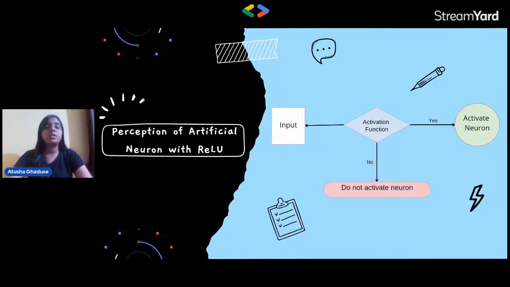A layer can have only a dozen units or millions of units, as this depends on the complexity of the system. Now let's see perception of artificial neural network with ReLU. It is nothing but applying an activation function to a neuron. And this is the mathematical way of setting the threshold or condition for activating a neuron. This is quite similar to if-then statements in programming.